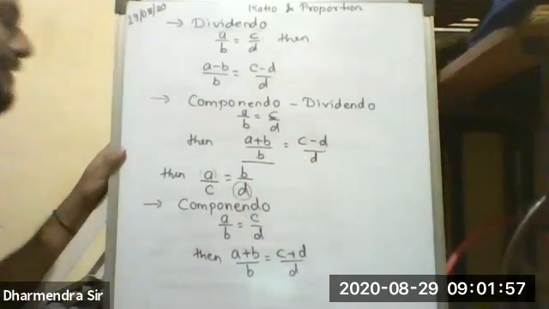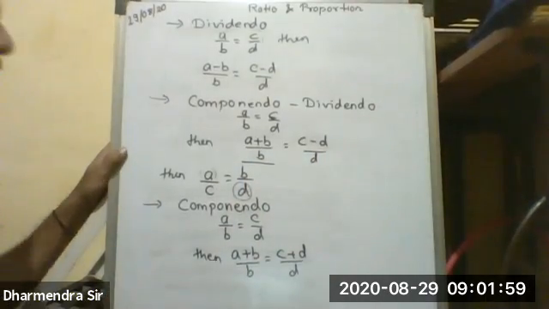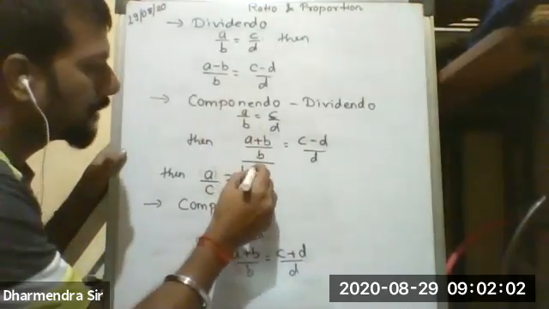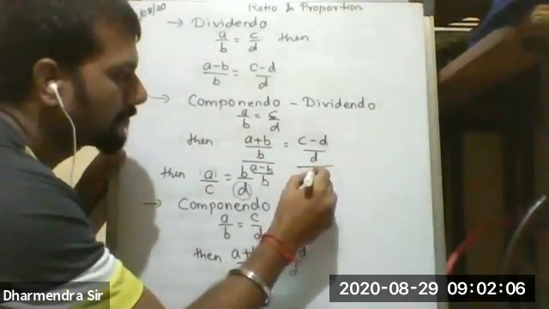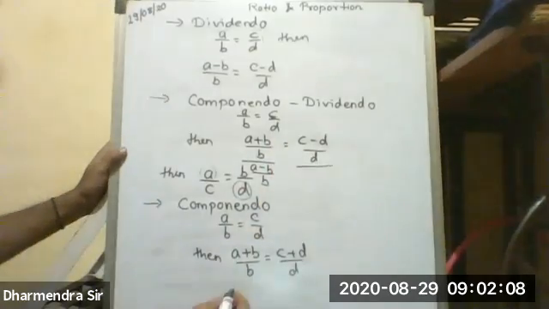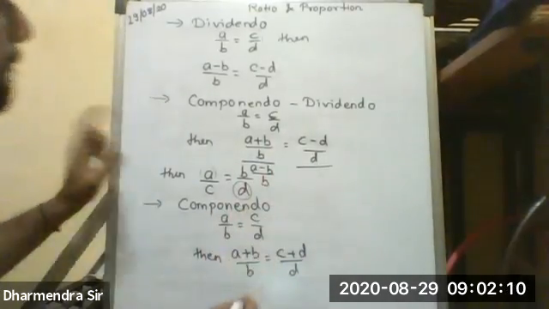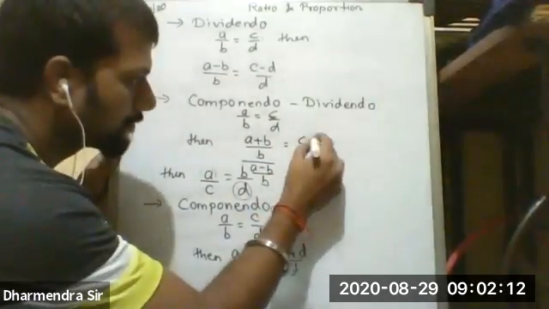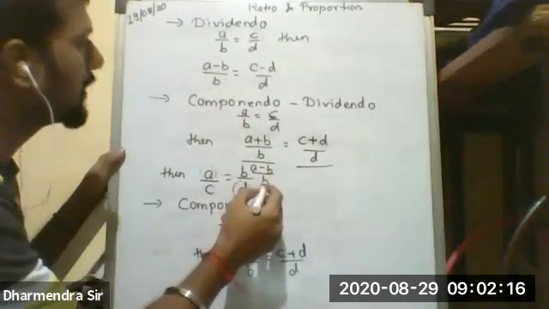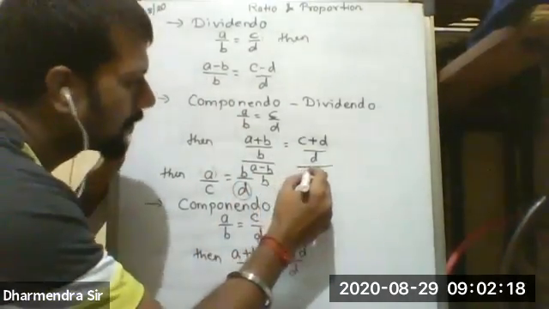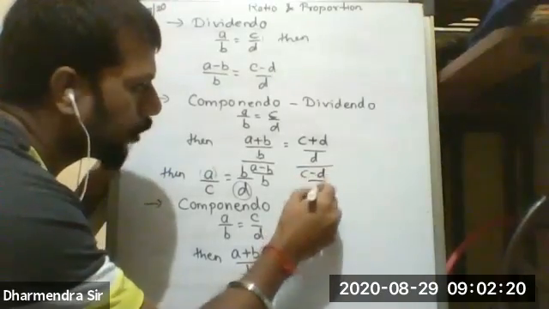This is divided by, since we are applying componendo and dividendo. So we are having A minus B divided by B, and C plus D. This is for componendo, and this is for dividendo. We are taking A plus B divided by B and divided by A minus B upon B.